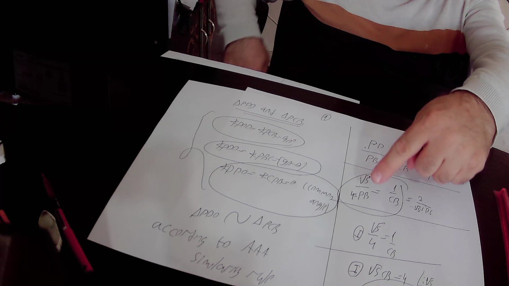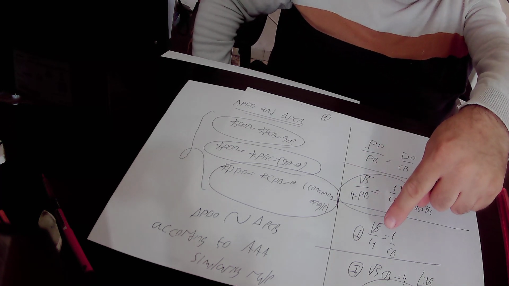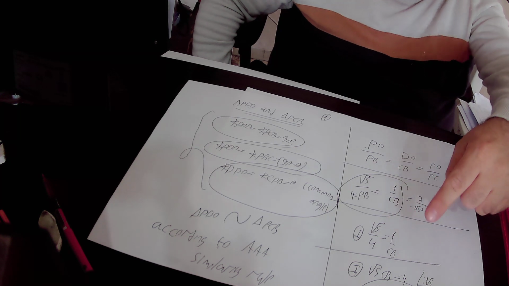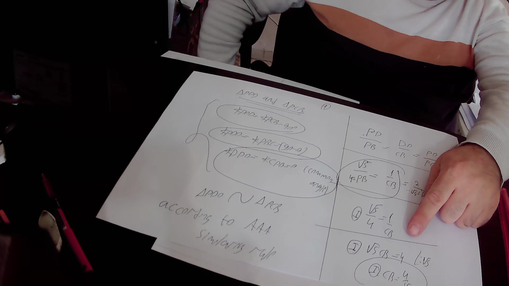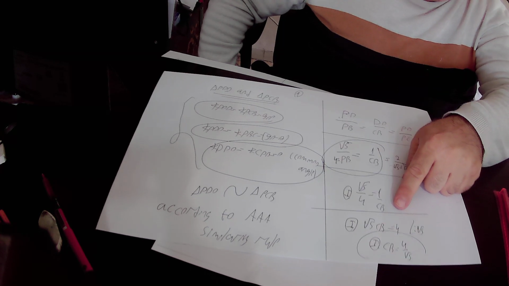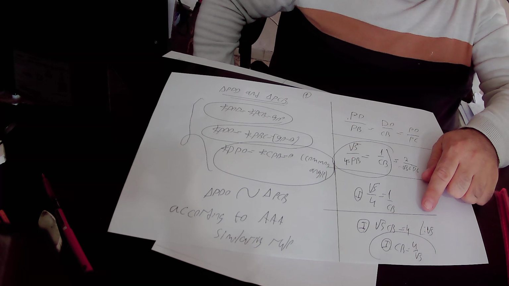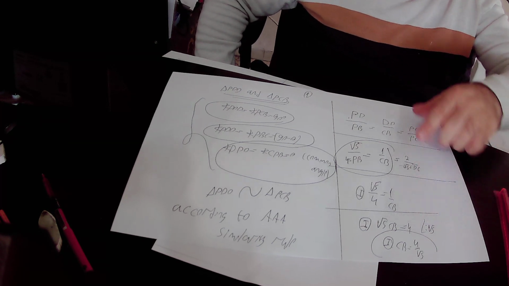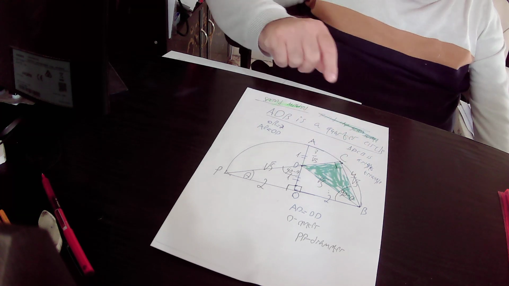Then we derived the first equation from this long equation, that square root of 5 over 4 equals 1 over CB. We cross-multiplied this equation and found that square root of 5 times CB equals 4. We divided this equation by square root of 5 and found that CB equals 4 over square root of 5.